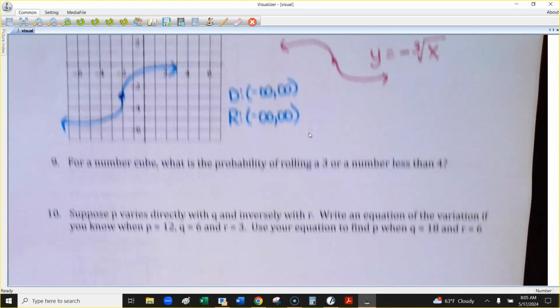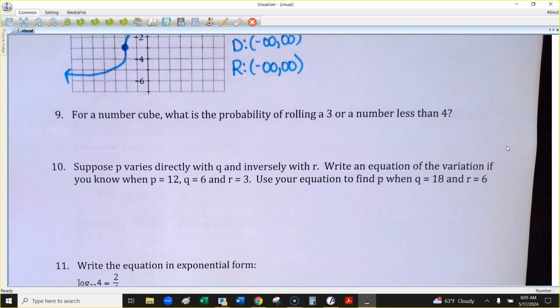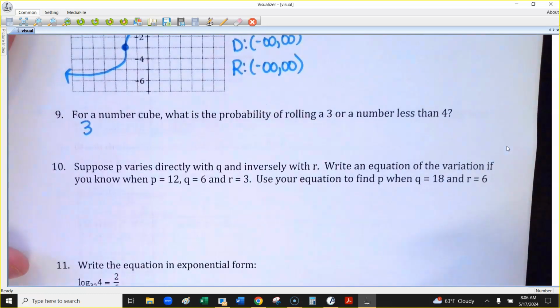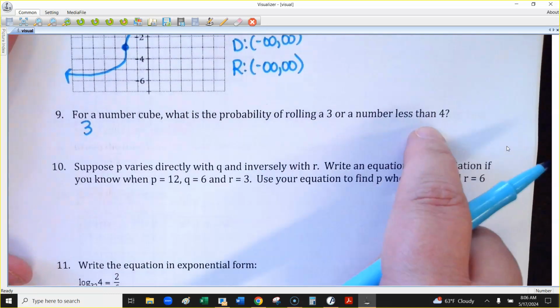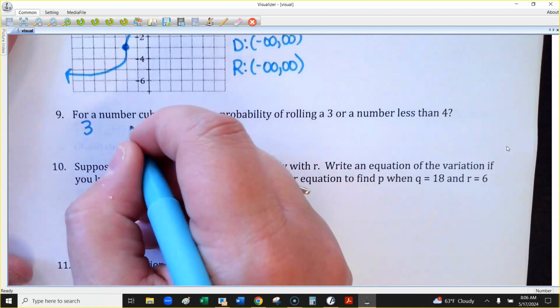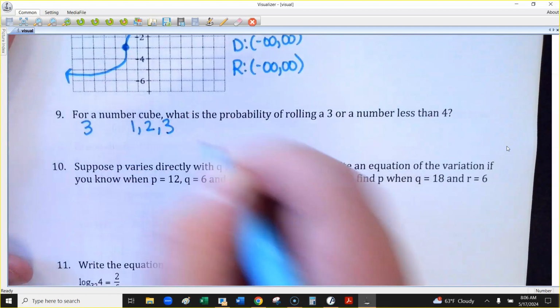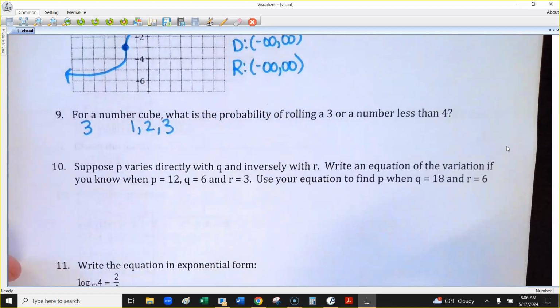Okay, we're going to swing back into our probability unit here. It says number cube, so like think of dice. What's the probability of rolling a 3 or a number less than 4? All right, so I can roll a 3. And then it says a number less than 4. So on like a number cube or dice, think about that. Numbers less than 4 would be 1, 2, 3. Would you include 4? No, because it doesn't say less than or equal to. It just says strictly less than.